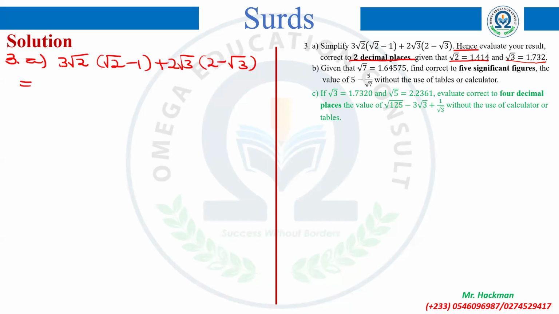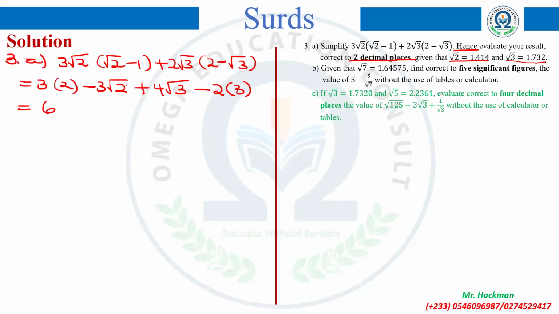If you expand, you are going to get 3 times root of 2 times root of 2, to give us root of 2 squared, which is 2. Then 3 root of 2 times minus 1 will give us minus 3 root of 2. All correct. Then you come and do the same here. 2 root of 3 times 2 will give us 4 root of 3. All correct. Then minus 2 root of 3 times root of 3 will give us 2 times 1, which is 2. Root of 3 times root of 3 gives root of 3 squared, and that will give you 3. So now this will be equal to, you are going to get 6.